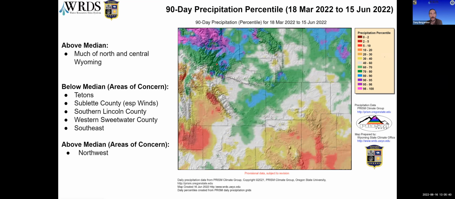Looking at the same at 90 days, we see again above median precipitation across much of the north, down into Fremont County and some of Natrona County, but also below median in southern Lincoln, the western side of the Winds, and then down here in the southeast. A lot of the precipitation that we're seeing up here is being pushed back just from recent events, so we're seeing that precipitation show up in averages that are running several months in duration.